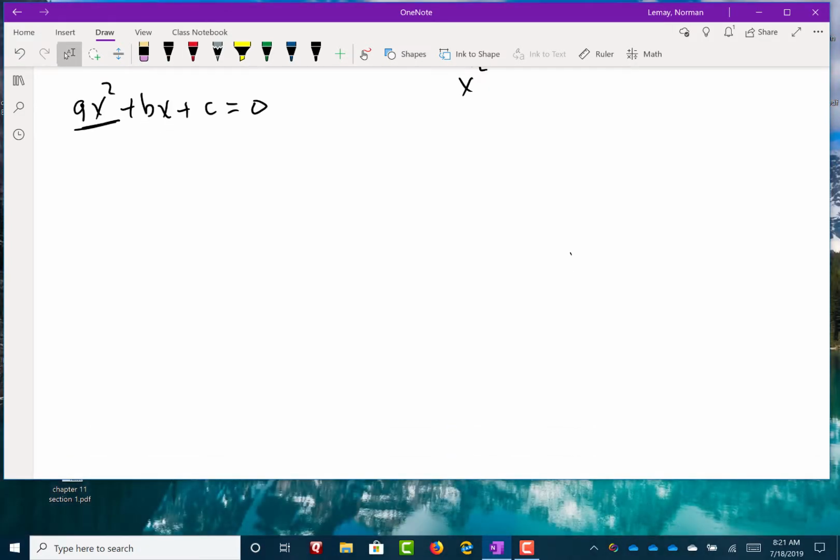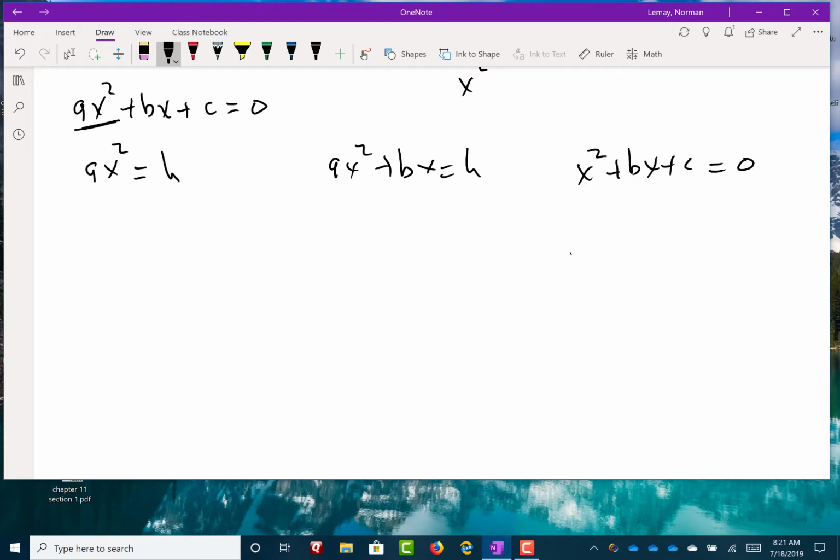So we would like to take a look at some various forms real quick. Note that anything in the form ax squared equals h, where a and h are any real numbers, satisfies the quadratic equation. The form ax squared plus bx equals a number also satisfies this, and another form, x squared plus bx plus c, also satisfies this type of quadratic.